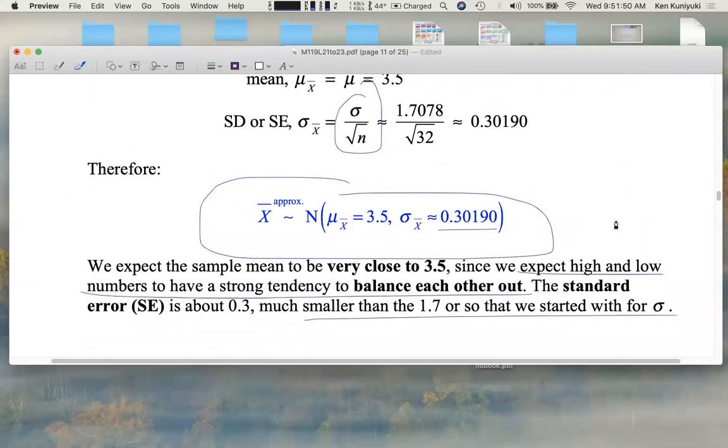As I promised, next time, it could be a few days from now, next time, we're going to see the statement of the CLT and see where all this stuff came from. Until then.